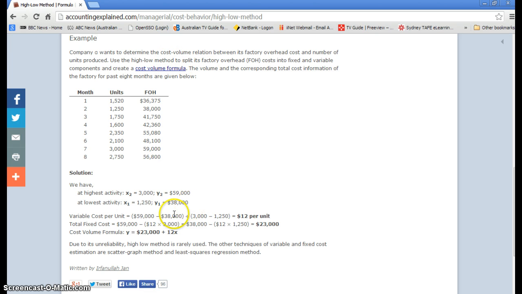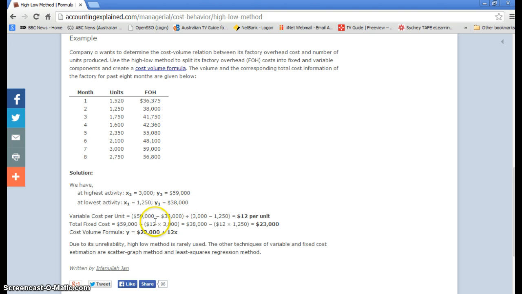So what do we do? We find the highest value of the units, these are the driver. In this case, if you go through here, that is the highest value. Then pick the lowest value here, that's the lowest value. The highest driver is 3,000. The lowest is 1,250. So now you identify that's your highest. What is the corresponding factory overhead for that? In this case, that's your corresponding factory overhead. Similarly, 1,250 is the lowest driver, and the corresponding value is 38,000.